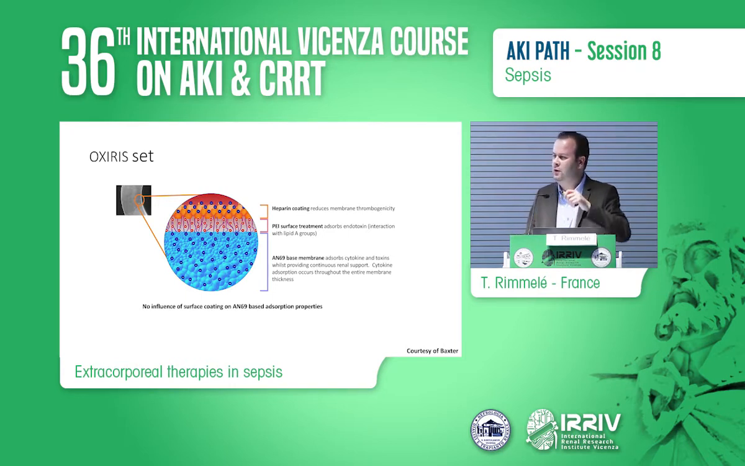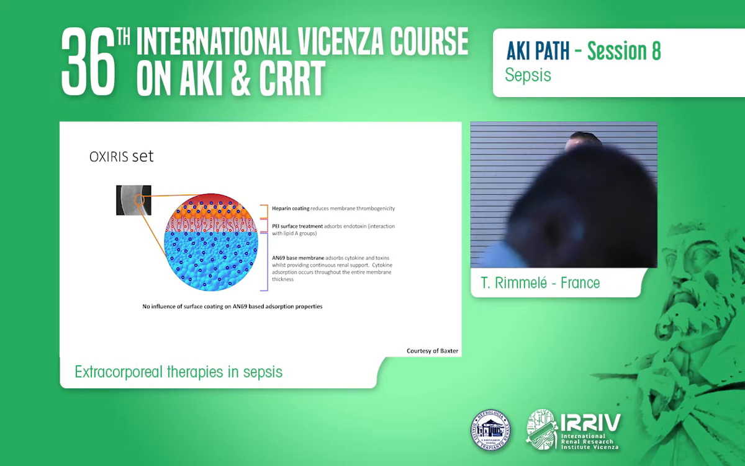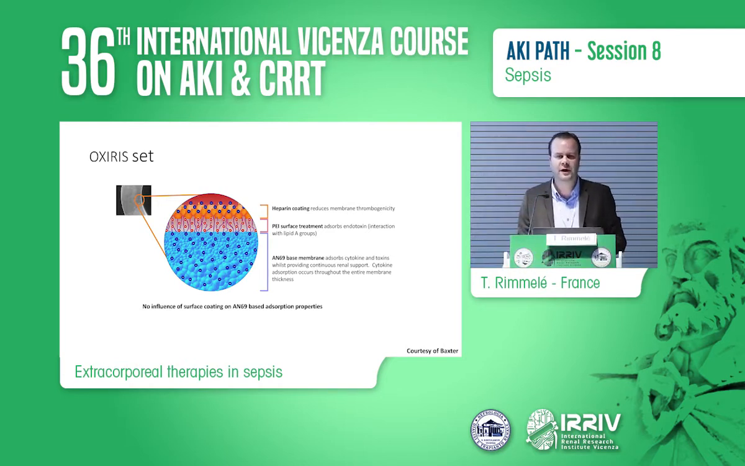So again, you can absorb cytokines in the bulk of the membrane and endotoxins at the surface of the membrane. This is a heparin coating membrane, also in order to compensate for the increased thrombogenicity due to this positive charge at the surface of the membrane. So by adding heparin at the surface of the membrane, there is no anticoagulation problem.